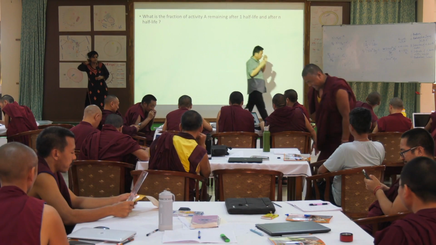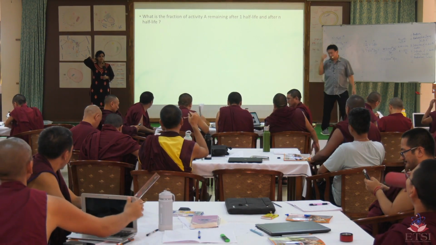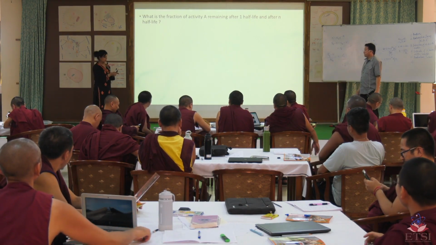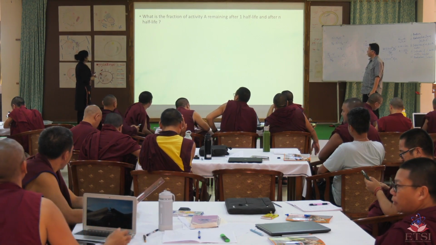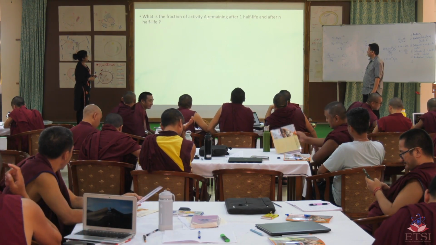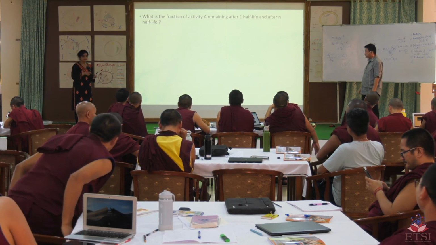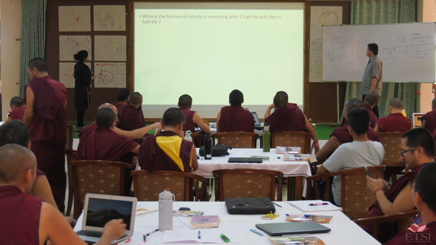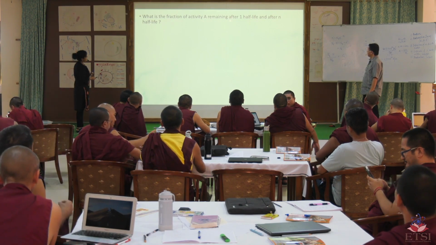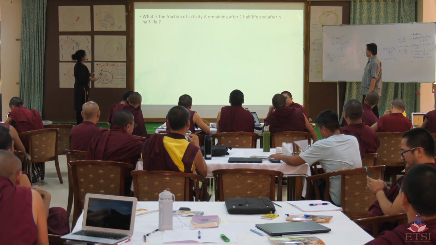Okay, so now we are going to try few math problems. So we have the question, what is the fraction of activity A? I have some activity denoted by A. So what will be the fraction of the activity A remaining after 1 half-life and after n half-life?